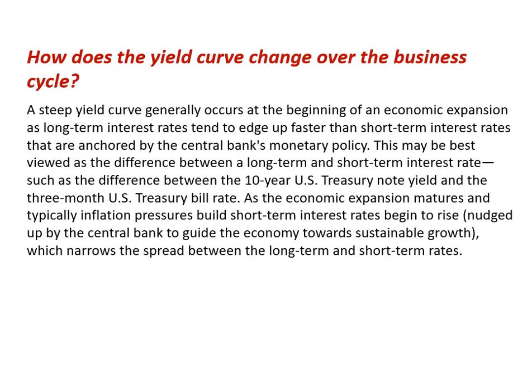How does the yield curve change over the business cycle? A steep yield curve generally occurs at the beginning of an economic expansion, as long-term interest rates tend to edge up faster than short-term interest rates that are anchored by the central bank's monetary policy. This may be best viewed as the difference between a long-term and short-term interest rate, such as the difference between the 10-year U.S. Treasury note yield and the 3-month U.S. Treasury bill rate. As the economic expansion matures, and typically inflation pressures build, short-term interest rates begin to rise, nudged up by the central bank to guide the economy towards sustainable growth, which narrows the spread between the long-term and short-term rates.